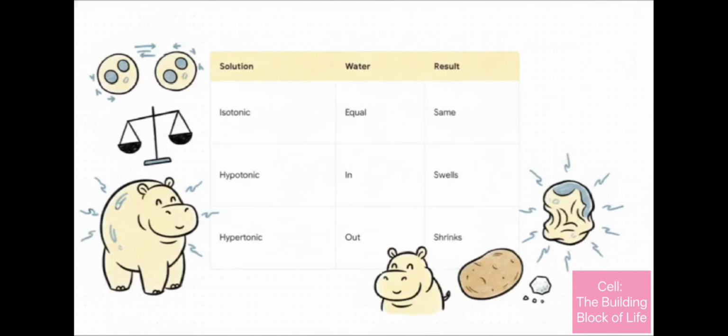If you put a cell in an isotonic solution, the balance is totally equal, and nothing changes. But here is a super high-yield memory trick for you. Hypo equals hippo. In a hypotonic solution, like pure water, water rushes into the more concentrated cell, filling it up until it swells up like a hippopotamus. On the flip side, in a hypertonic solution, like our saltwater potato example, the highly concentrated salt draws the water completely out of the potato cells, causing them to shrink and become super limp.